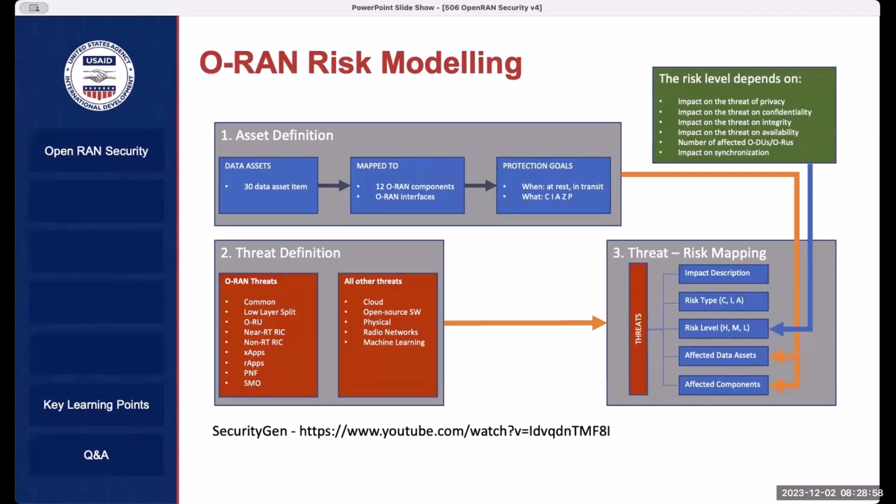For security, we are always, sorry, it's five. For security, the most common was the CIA: confidentiality, integrity, and availability. But now we have a component of privacy and authorization. So we are now considering five risk types in Open RAN. This is an expansion from the vanilla security where you only deal with confidentiality, integrity, and availability.